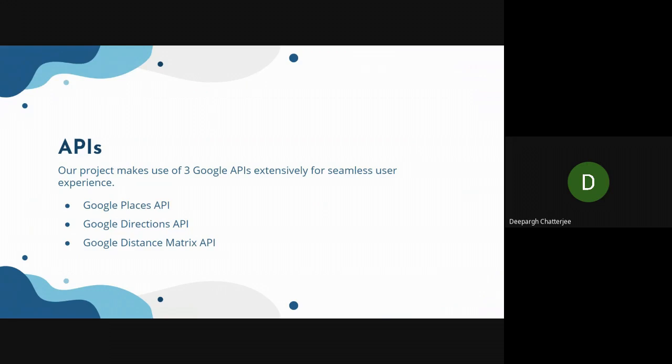Next up is Google Directions API. The Google Directions API provides us with the route between the user's location and the selected hospital's location, and the same is also sent to the ambulance so that it can reach the user in a faster way. And next up is Google Distance Matrix API, which provides us with the time and the distance between the user's location and the selected hospital's location, so we exactly know when the help's coming.